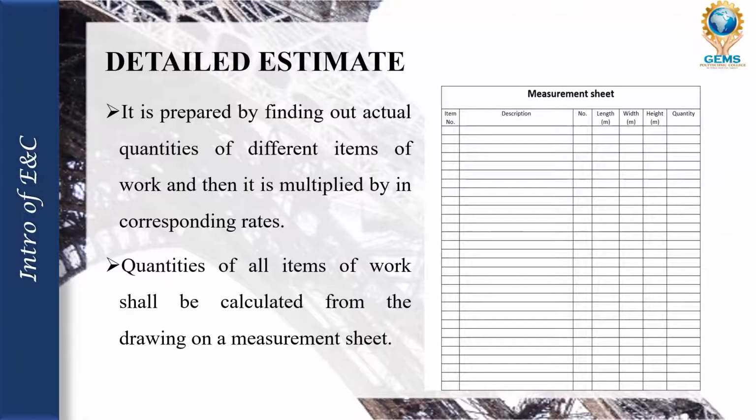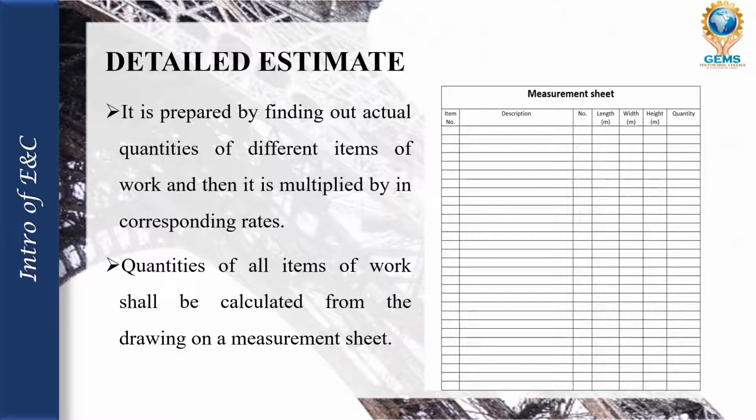Moving to the second unit. The second unit is detailed estimate. So what does detailed estimate mean? As I have already told, it is the cost of all the activities and materials that could be used in finishing the project. It is prepared by finding out actual quantities of different items of work, and then it is multiplied by the corresponding rates. Quantities of all items of work shall be calculated from the drawing on a measurement sheet. So what does measurement sheet mean? The length, width, quantity and the description.